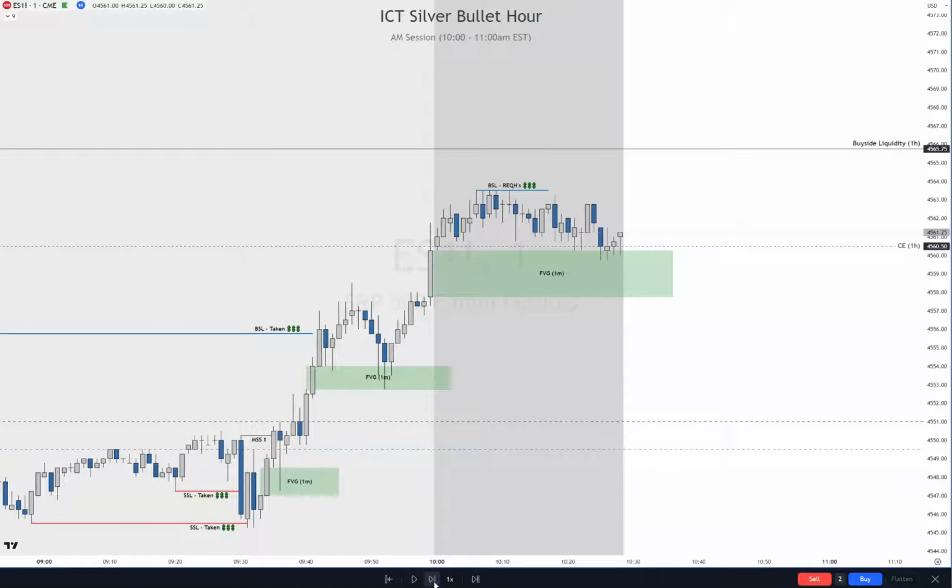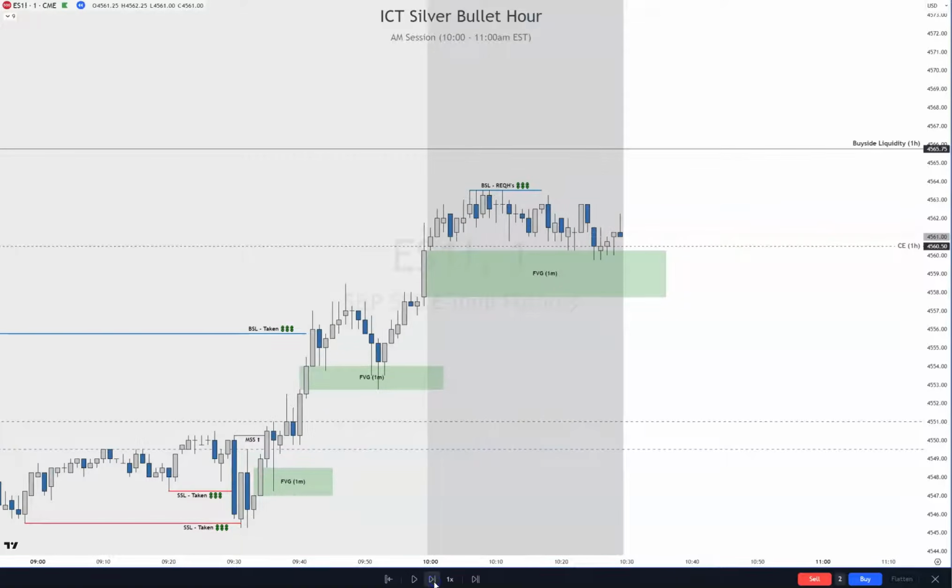I want to see a close. If I get a close in there, I'll buy in there. Okay, so I want to mark these out. I'll mark them out right here.